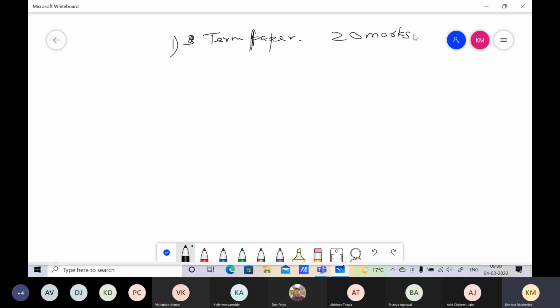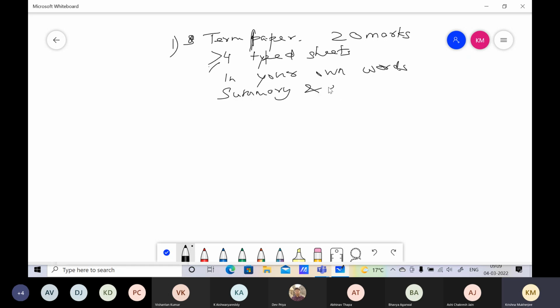The term paper is of 20 marks. It has to have greater than or equal to 4 type sheets, in your own words. A summary and a critique. I'm deliberately using the word critique, a discussion of the work that you are discussing.